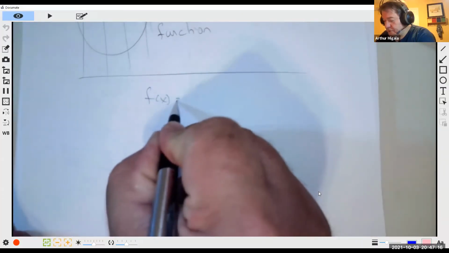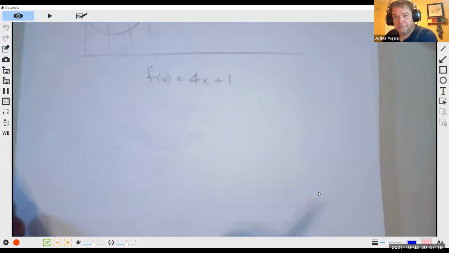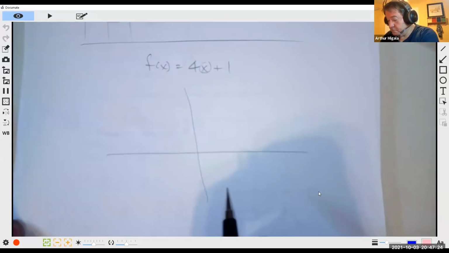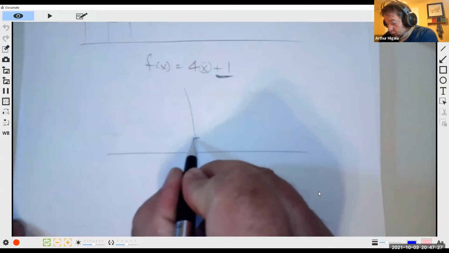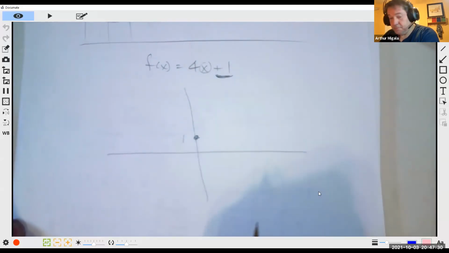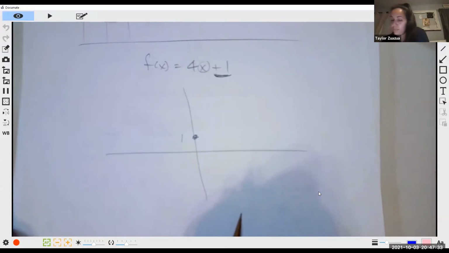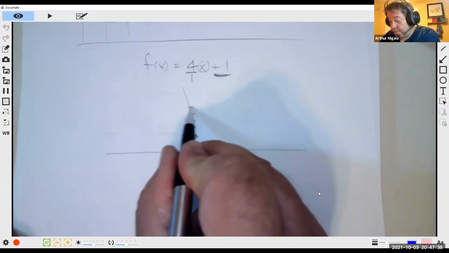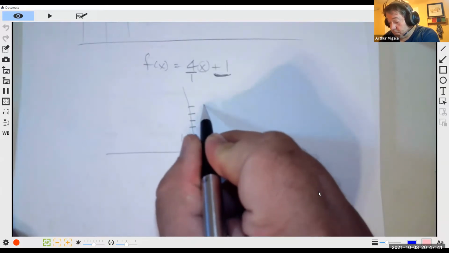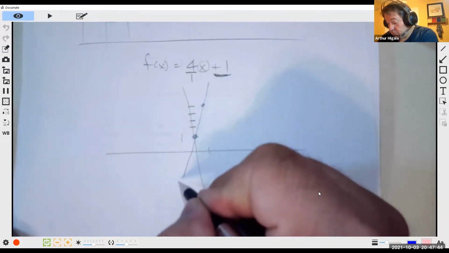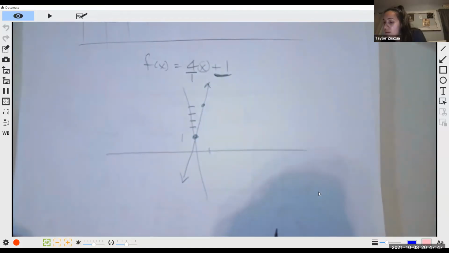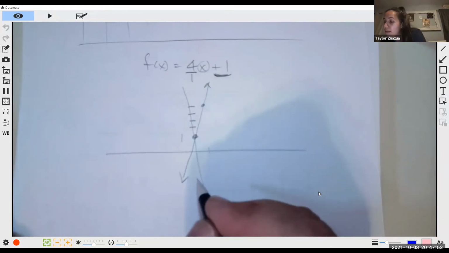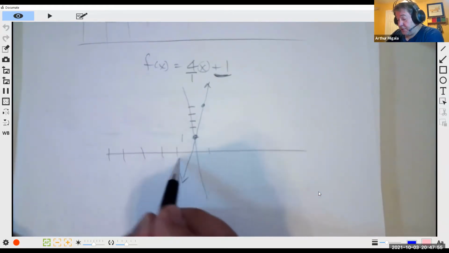So we have the function 4x plus 1. We know it's a line. It crosses the y-axis at 1. Because it's linear, we know the slope is 4 over 1. So I go up 4 over 1. Got it. Okay. So now look at all the x values here.